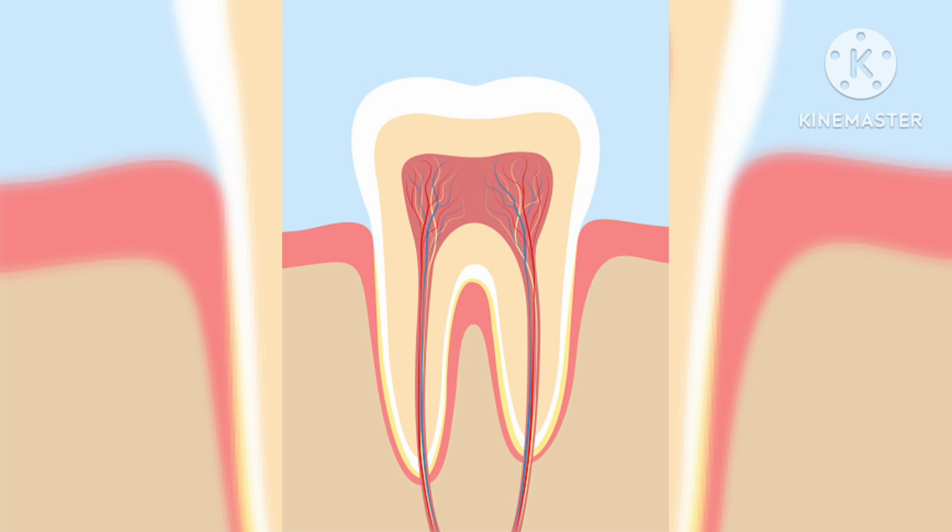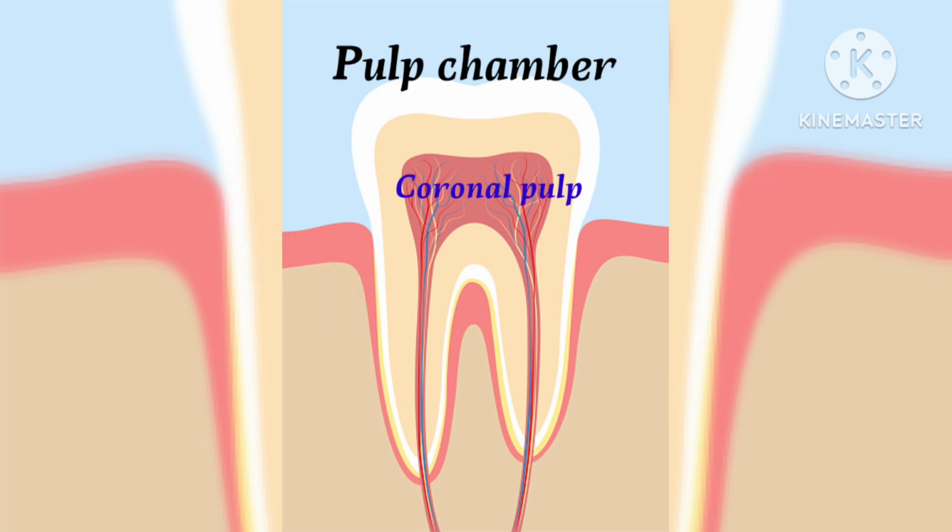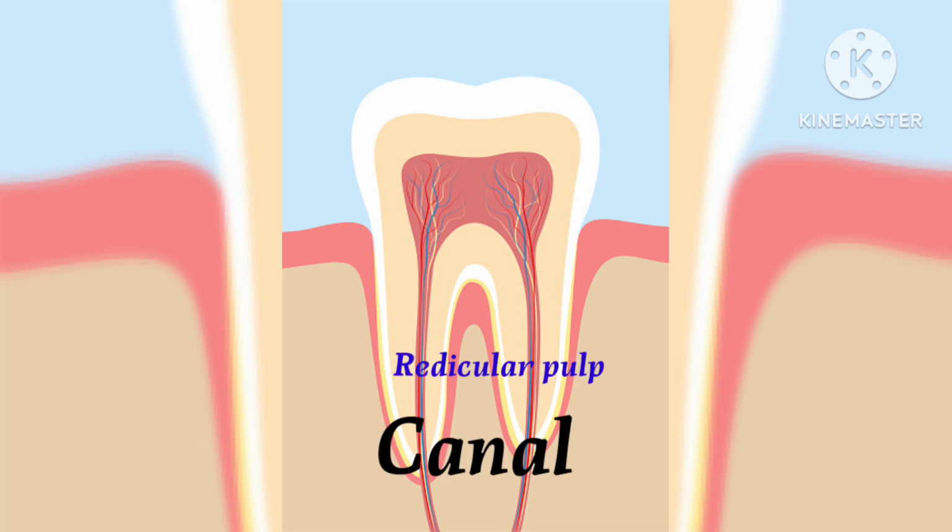Now come to the core of the tooth, that is the pulp. Pulp has two parts. One that corresponds to the crown of the tooth is called pulp chamber. The part that corresponds to the root of the tooth is called canal. The pulp that is present inside the chamber is called coronal pulp, and the pulp present inside the canal is called radicular pulp.